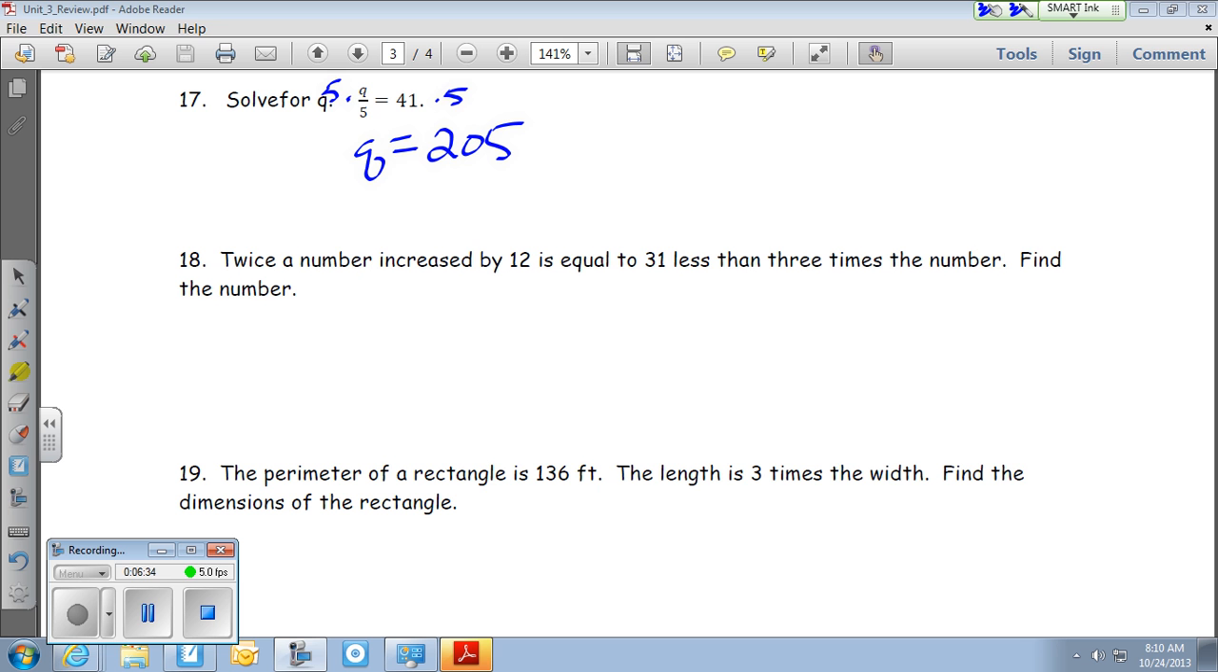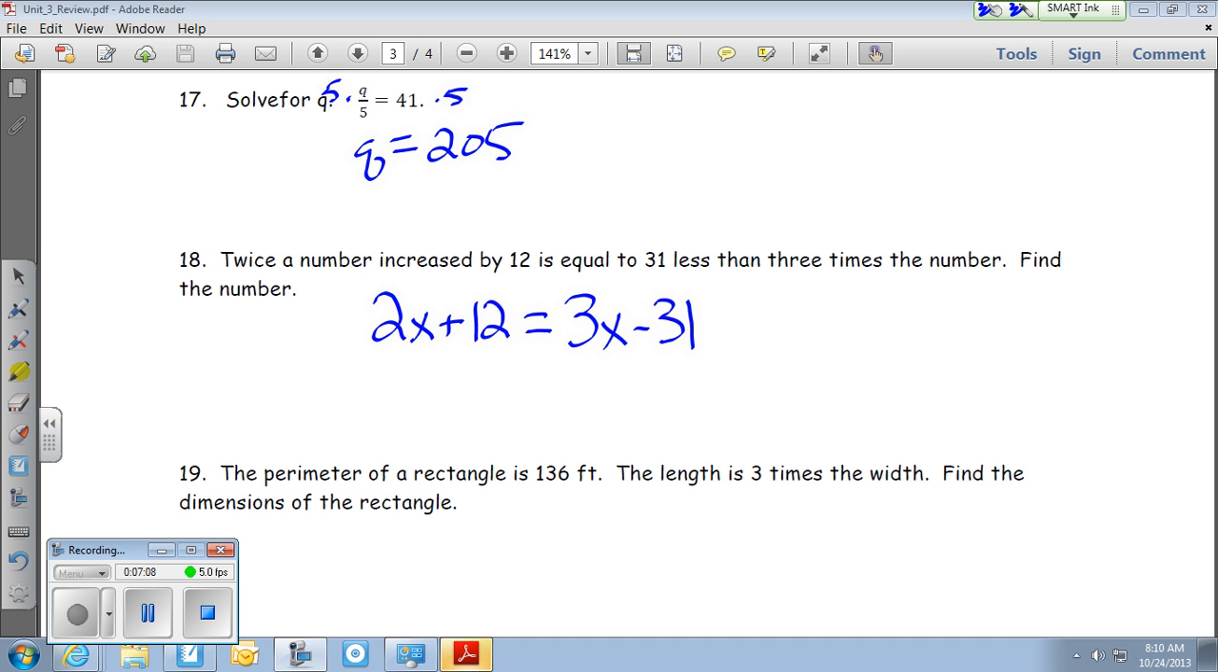All right, number 18. Twice a number increased by 12 is equal to 31 less than 3 times the number. This is an equation. Just like what I'm reading, twice a number increased by 12 means adding 12, is equal to 31 less than 3 times the number. So I've got to do 3 times the number first and then do 31 less than that. Think about what comes first. We're not just going left to right as we read it. We're thinking about what it actually means. It means 31 less than 3 times the number. So get 3 times the number and subtract 31.